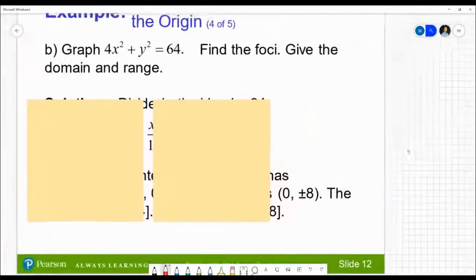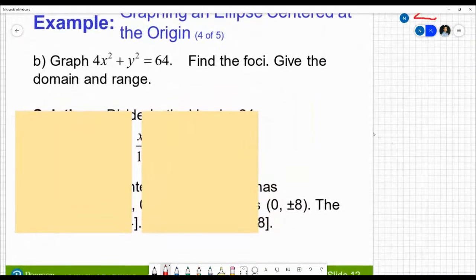Try to find those points and the foci, then sketch it.